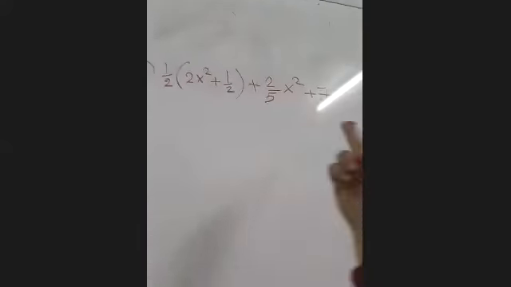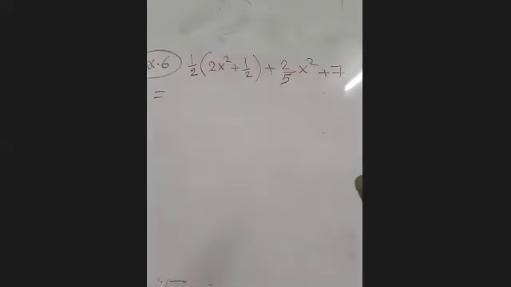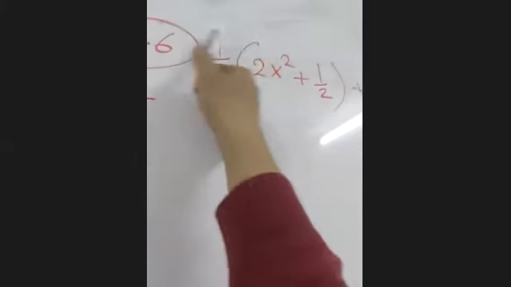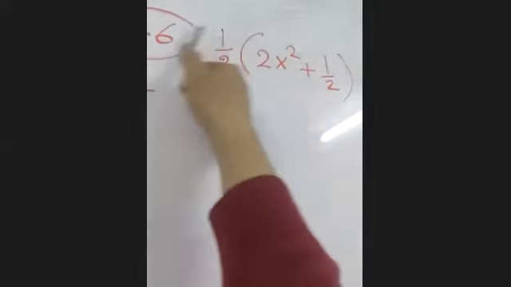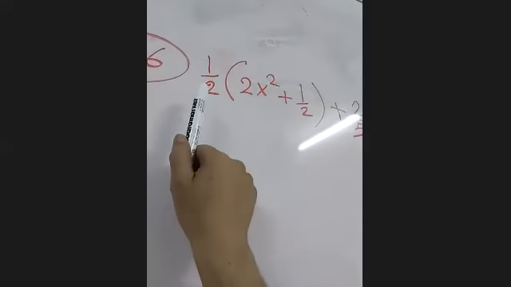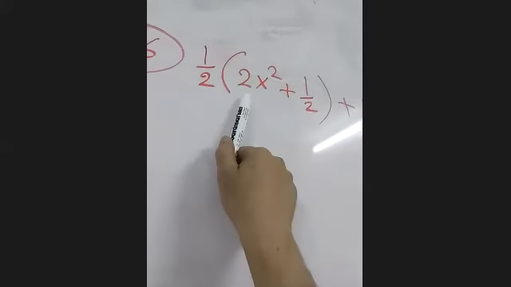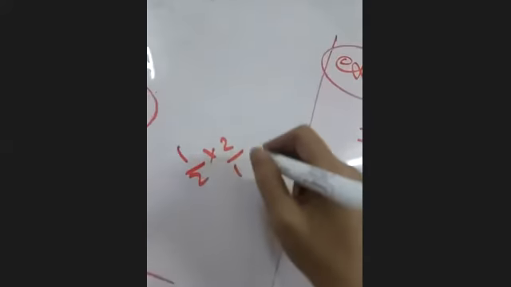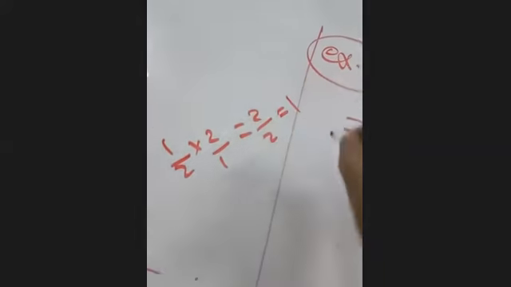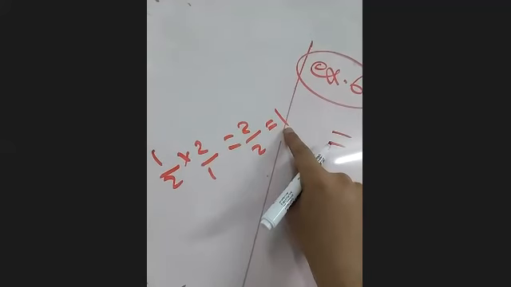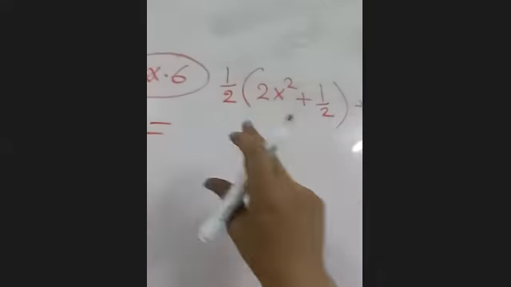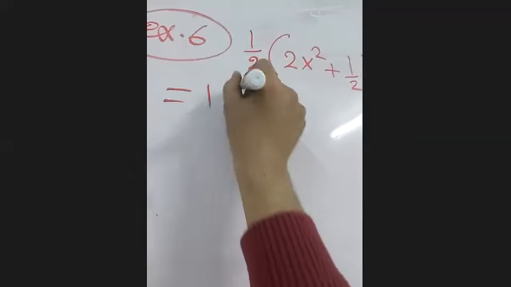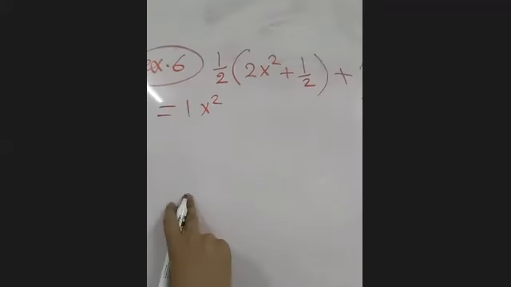Do we have parentheses? Yes: 2x squared plus 1 over 2. So I will distribute the half on them, right? Half multiply 2 over 1 is 2 over 2, which equals 1. So half multiply 2x to the power 2 is 1x to the power 2. Got it? Yes.